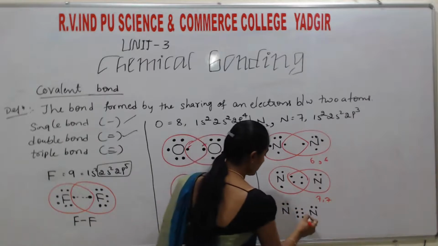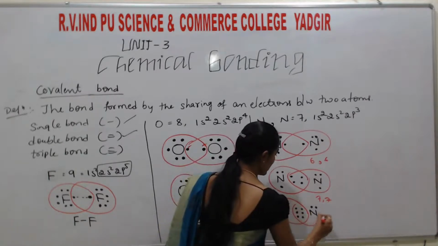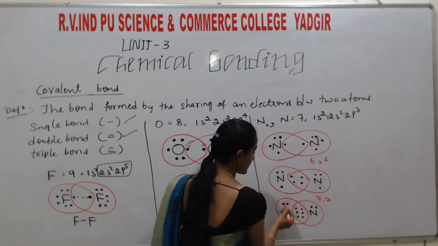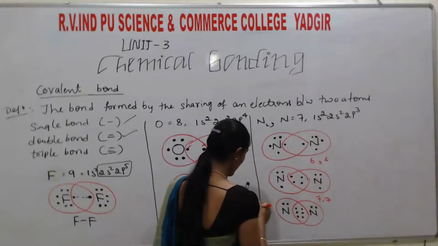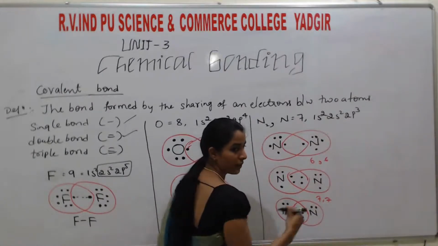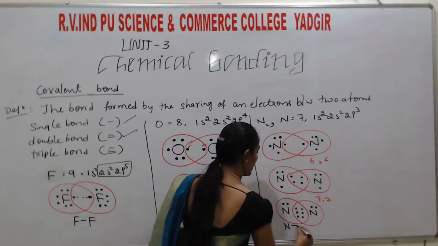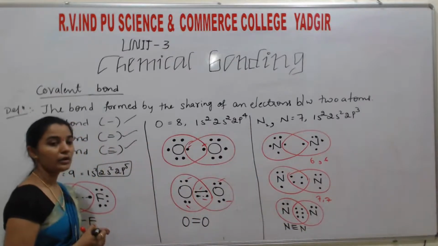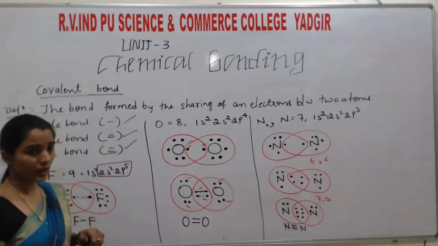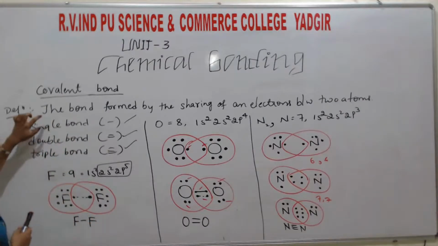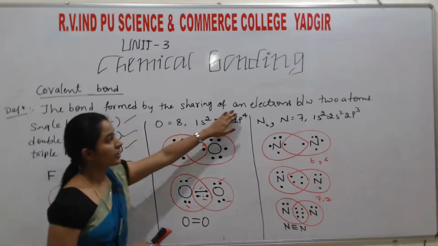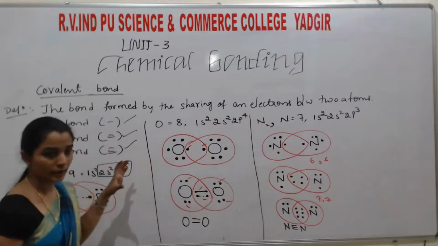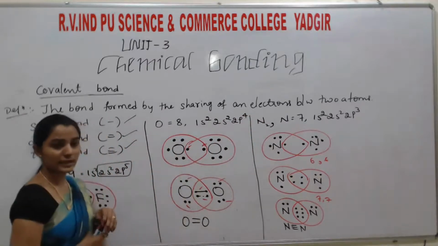Okay, so then you consider this, it will form 2, 4, 6, 8, 2, 4, 6, 8, including the shared paired electrons, then it becomes N triple bond N. So that is a triple bonded compound. Understand? So the covalent bond is the bond formed by the sharing of electrons between 2 atoms. Here the sharing of electrons takes place.